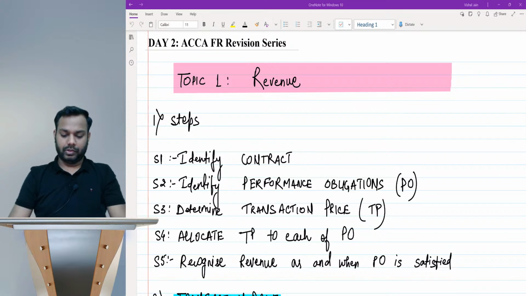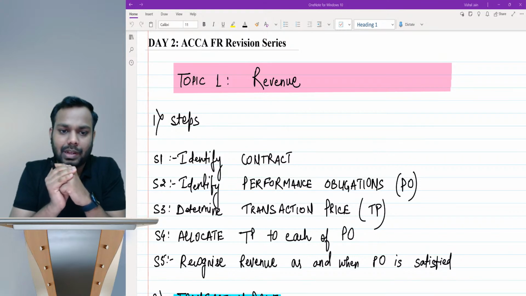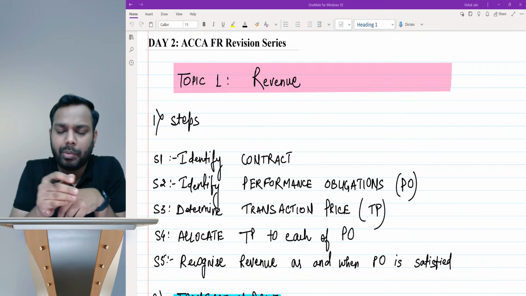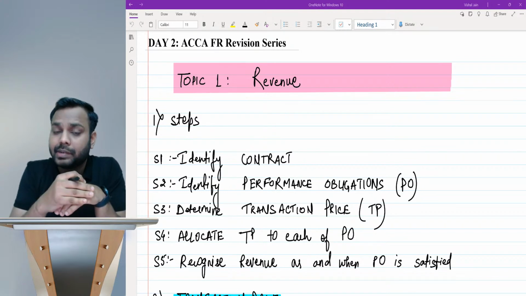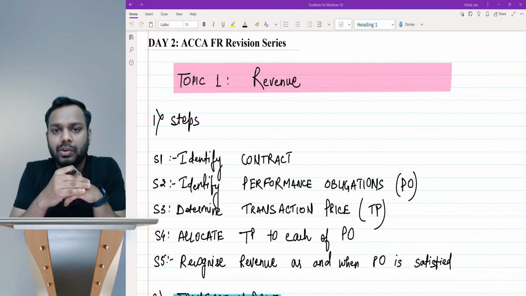Fair enough. So in the last class we discussed certain chapters, and in today's class we'll be discussing revenue, taxes, provisions, government grants, and the events occurring after the reporting date. So these are the 5 topics which we'll be discussing in today's session.